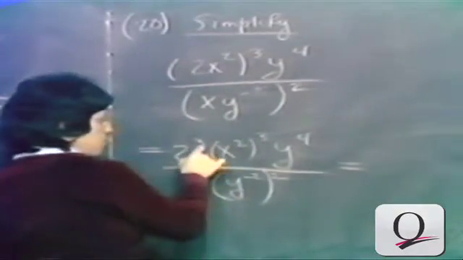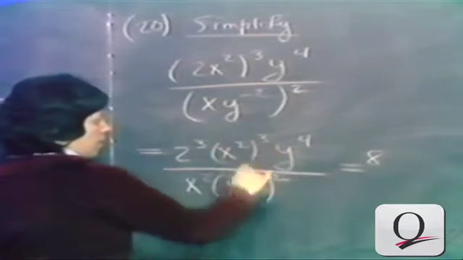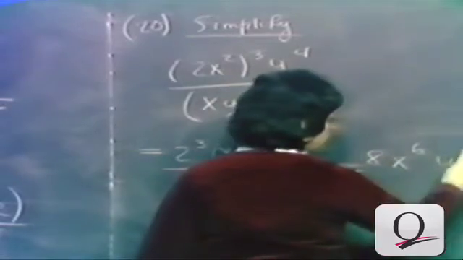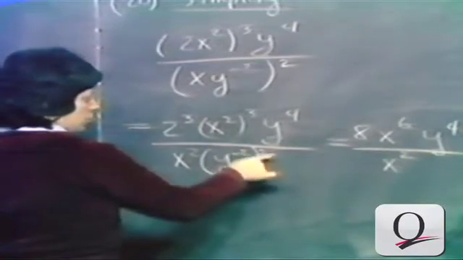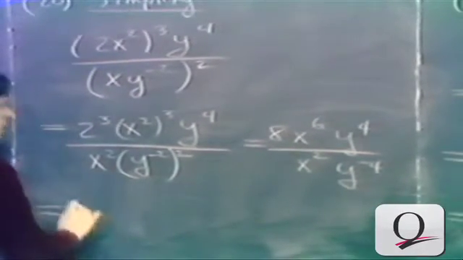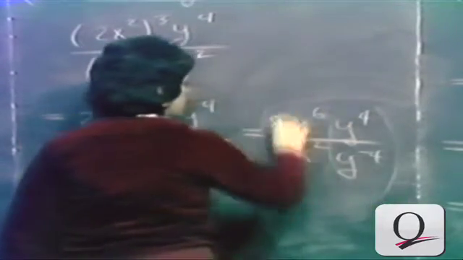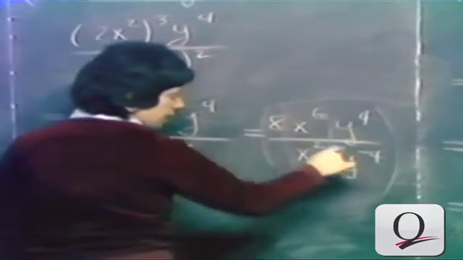2 cubed is 8. x squared cubed, you multiply the powers, you get x to the 6th power, y to the 4th, over x squared, y to the minus 2 squared. You multiply the powers, you get y to the minus 4. Now you can break this up into, say, 3 problems. 8 times x to the 6th over x squared.